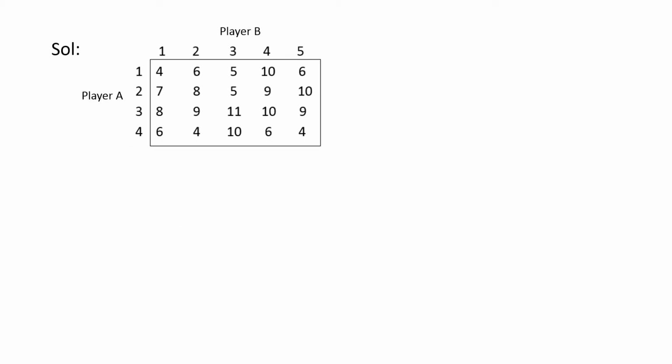Now coming to the solution, first you have to check whether this has a saddle point or not. That is, whether this is a pure strategy game or not. We know how to do that. For that, first you have to find the row minimum. The minimum of the first row is 4. The minimum of the second row is 5. Of the third row it is 8, and of the fourth row it is 4. So these are the minimum values.